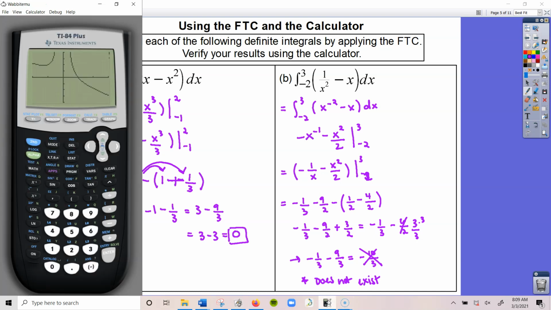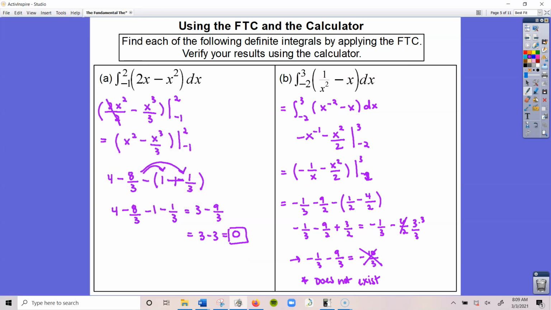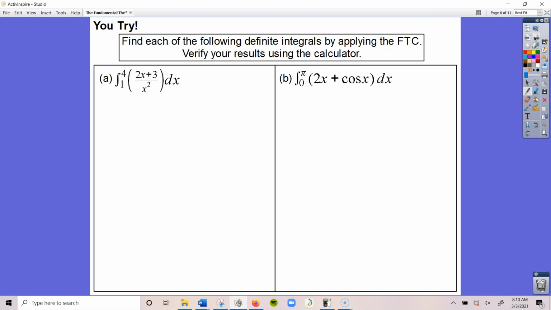Let's see if it's still thinking. Yeah, basically, we can just clear this out. See, it says here, error, break. That's fine. Quit. Okay. Let's try a couple more, just to make sure we understand how to use the calculator.